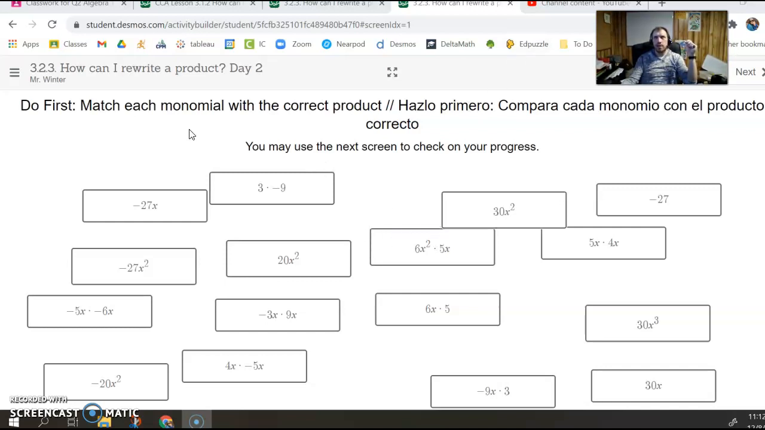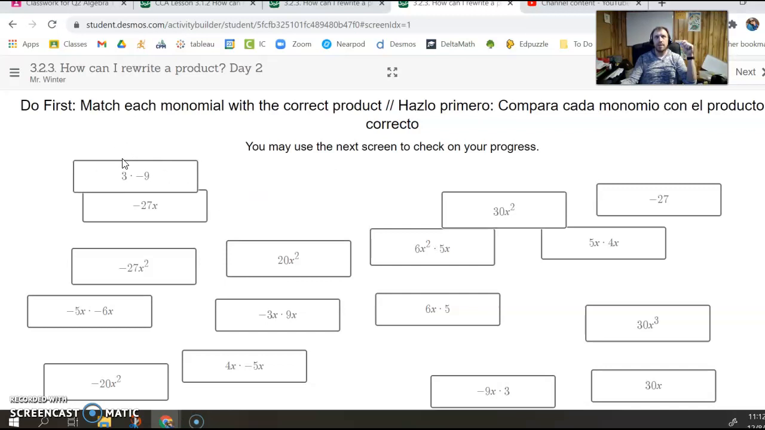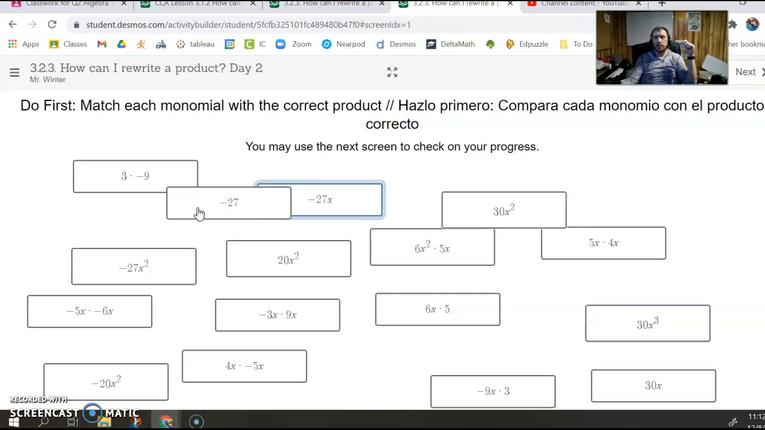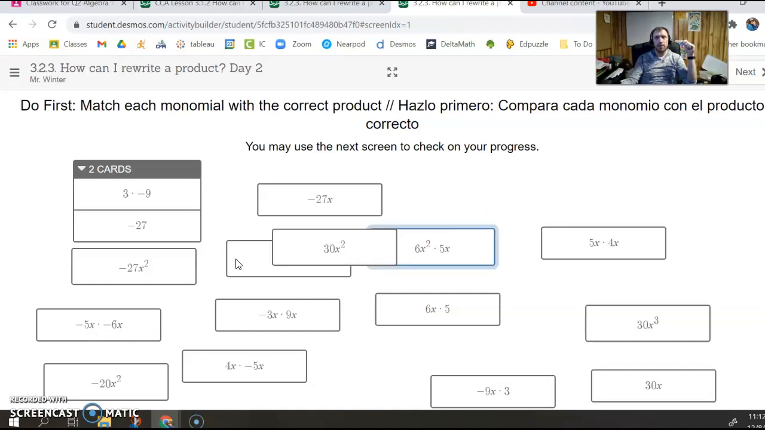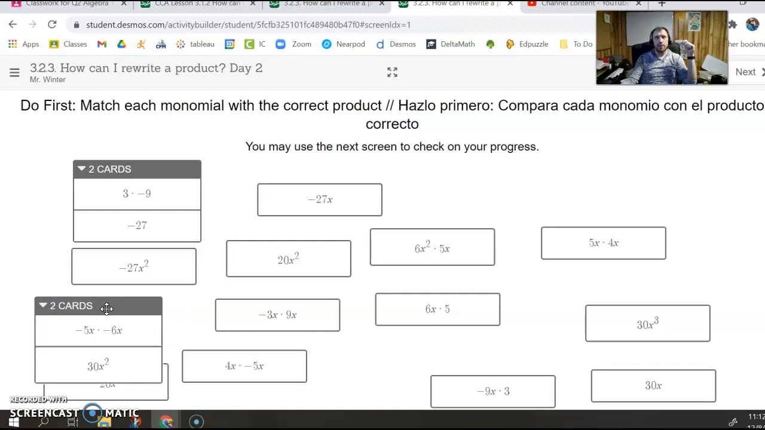What we see is we want to match the products with each of these pieces. So if I look at this 3 times negative 9, I know that there's no variables there. So the product of these will be a number without a variable. 3 times negative 9 is negative 27, so I look through here and we match these up. All right, I'll find another one right down here. I have negative 5 times negative 6. That's 30. Negative times a negative. X times x is x squared. So grab that 30x squared. Go ahead and put that together.